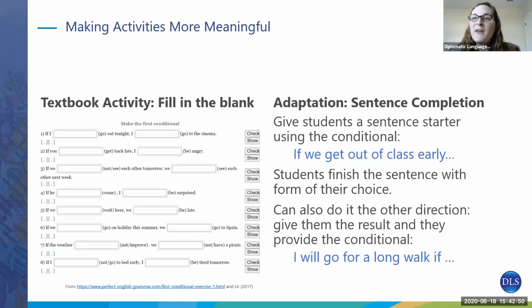Or make a more meaningful practice as a follow-up activity is to do a sentence completion activity. So if you're practicing, say, conditionals in your language, you can give the students a sentence starter using the conditional, if we get out of class early, and then students can finish the sentence with whatever they choose. So this is a little bit more meaningful, right? Because it's a little more open-ended. Students are able to communicate exactly what they want.